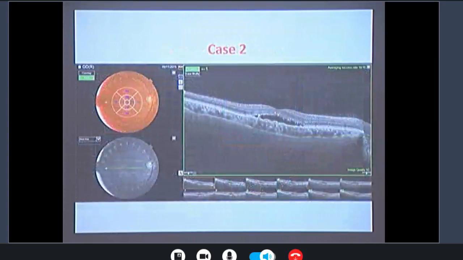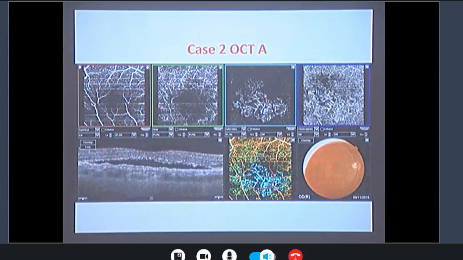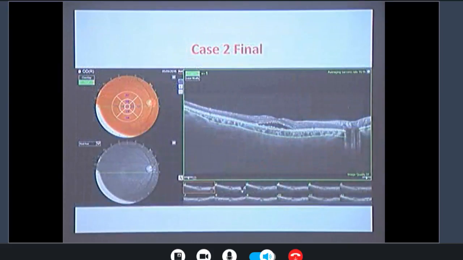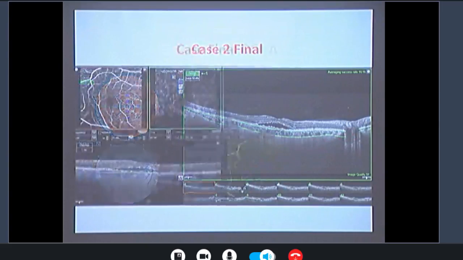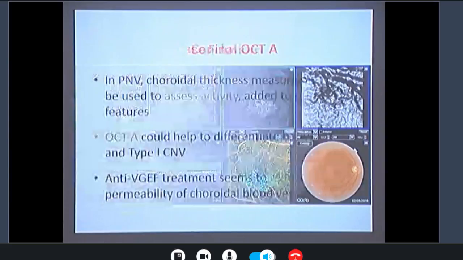Another case, a thick choroid, with these RPE abnormalities, and there is subretinal fluid. Look at the network of neovessels around that. And finally, a little thinner choroid, not so big a change. But look at the neovessels, how they are becoming smaller.